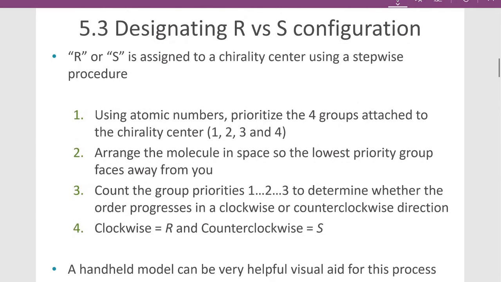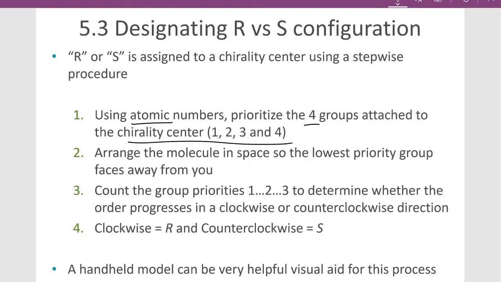Okay, so we're going to figure out whether our chiral center is R or S so that we can put that out in front of our name and designate the molecule as having an R or S chiral center at a specific carbon. Using atomic numbers, we're going to prioritize the 4 groups attached to the chirality center.